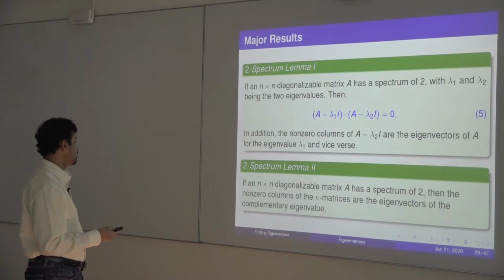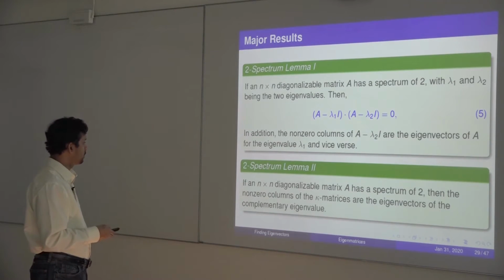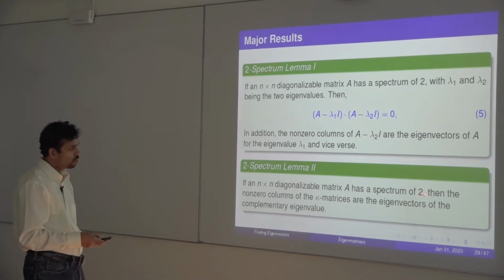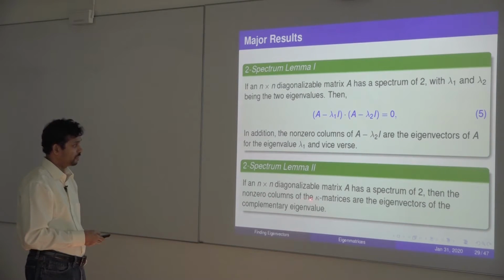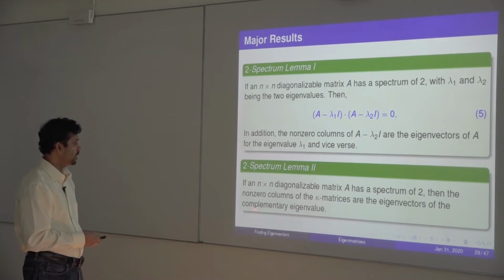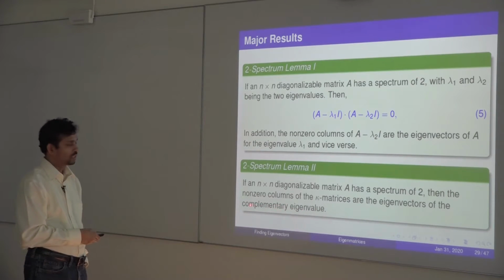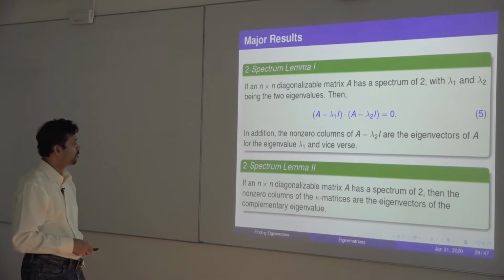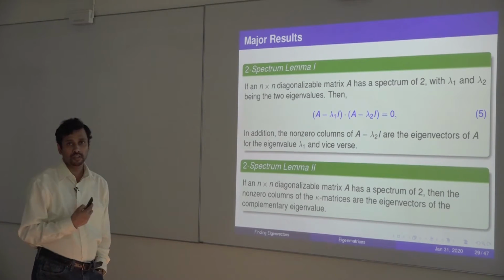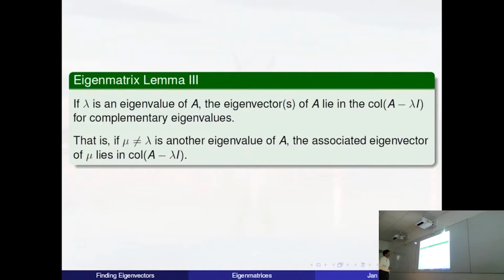There's also another version of that. It's the same thing, but you can write it in a different way. If an n by n diagonalizable matrix A has spectrum 2, then the non-zero columns of the kappa matrices are the eigenvectors of the complementary eigenvalue. You have to be very careful with that word, because it's not the same one, it's the other eigenvalue. That's why we say complementary eigenvalue. It's the same thing written in a different form. We call this a two-spectrum lemma because the shorter form works when we have two eigenvalues. Again, this is a new result.